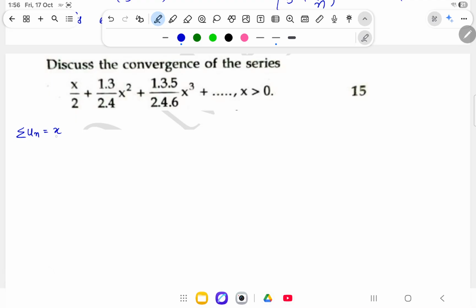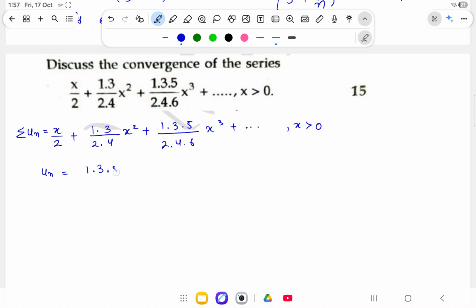So it is equal to x by 2 plus (1 by 3) divided by (2 by 4) x square plus (1 by 3 times 5) divided by (2 times 4 times 6) x cube, and so on. And in this, x is given to us as greater than 0. Now if we write its general term un, it will be equal to 1 times 3 times 5 up till 2n minus 1, divided by 2, 4, 6 up till 2n, times x raised to n.